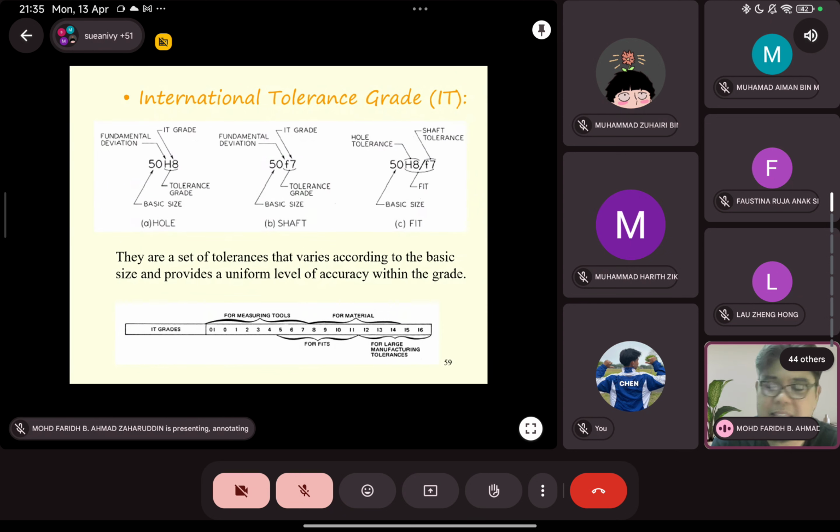Now you know why. For example, you can see this one, H8 F7. So what is the 8? What is the 7? The 8 is the IT grade. If you still remember, there is 1 to 16. And then the H is the fundamental deviation. The fundamental deviation for H, big capital, is for the hole. F, small f, is the fundamental deviation for the shaft. 8 is an IT grade, 7 is an IT grade, for the numbers.